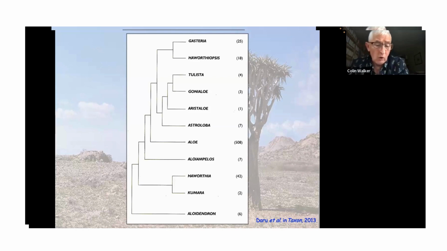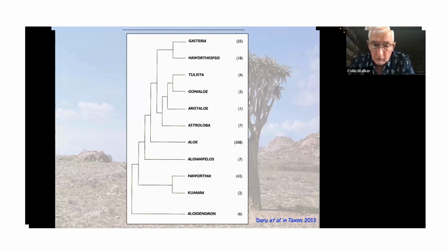Fortunately for aloe, most species stayed in aloe. The numbers on the right are the number of species as recognized by Daru in 2013. Those numbers are somewhat out of date now, although the number at the bottom for Aloidendron is actually right. There are 6 species of Aloidendron.